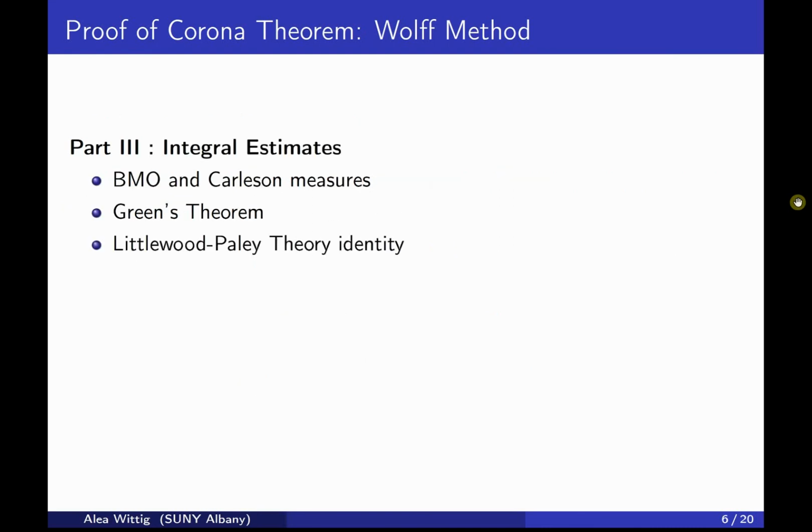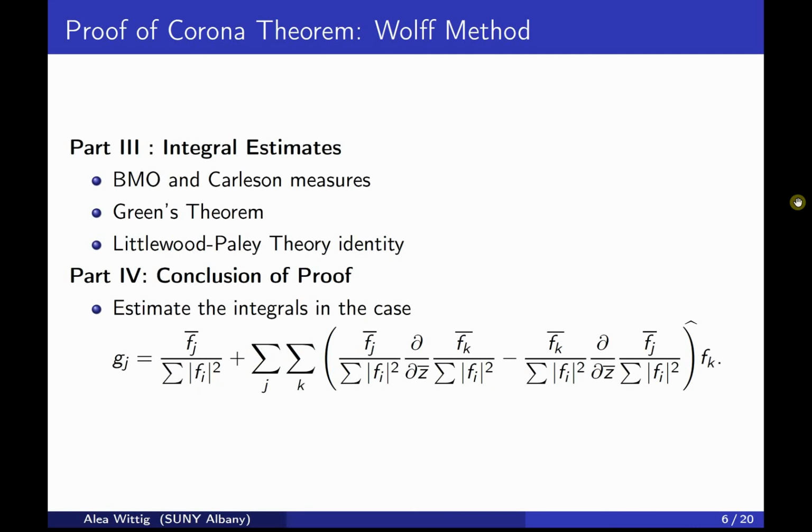And then part 3 consists of integral estimates, including the use of bounded mean oscillation and Carlson measures, Green's theorem, and some Littlewood-Paley type identities, right? So this is just proving this boundedness of these norms. And part 4 is just the conclusion of the proof, which is applying the integral estimates in the specific case of this construction of g_j, you see here.